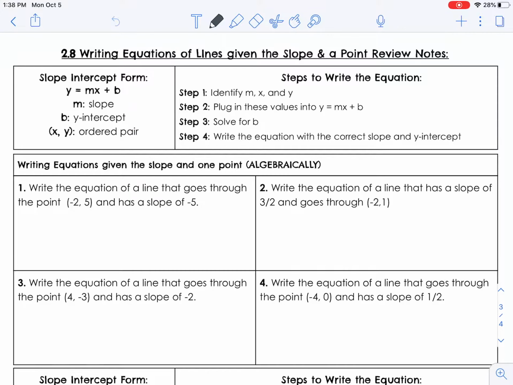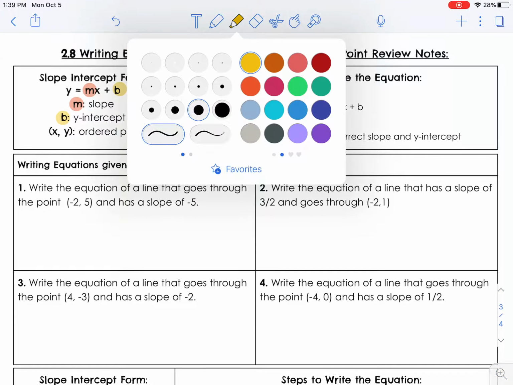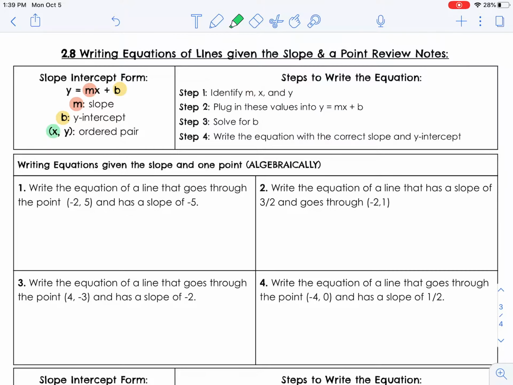In this video, we're going to be given slope and a point, and we're going to be asked to write the slope-intercept form. So let's review slope-intercept form really quick. Slope-intercept form is y equals mx plus b, where m is your slope and b is your y-intercept. And what's going to happen is we're going to be given an ordered pair, x and y, and they're also in that equation.